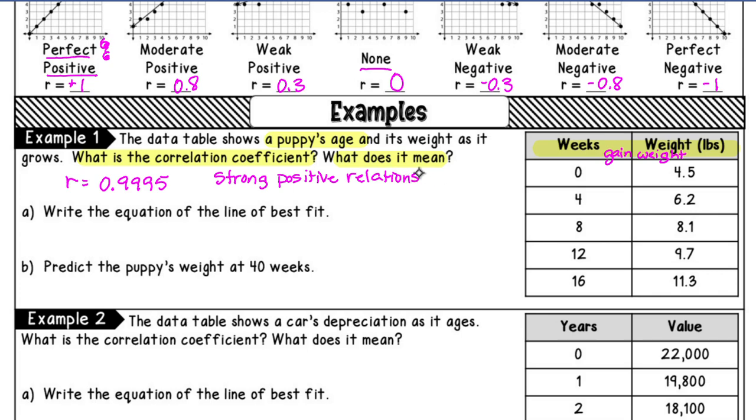And because we're talking about a puppy here, we can put it in puppy terms. The puppy gains weight every week.